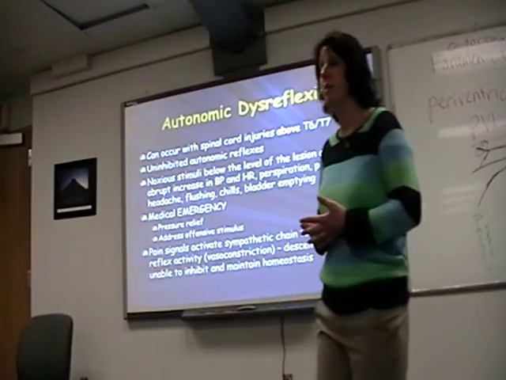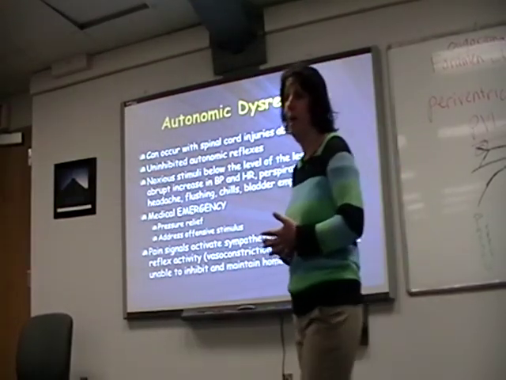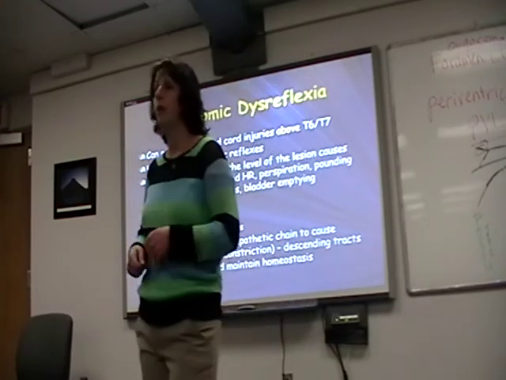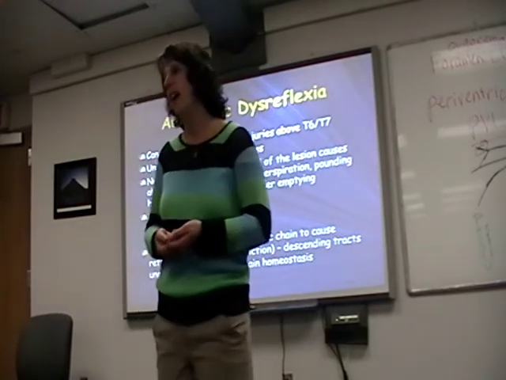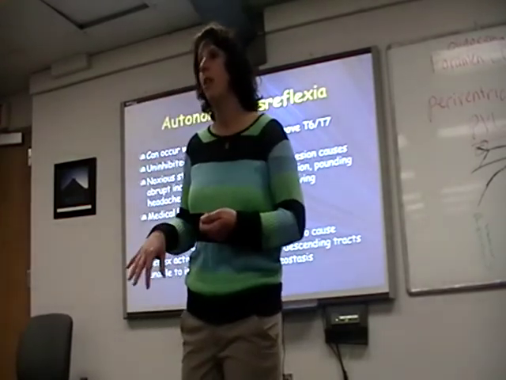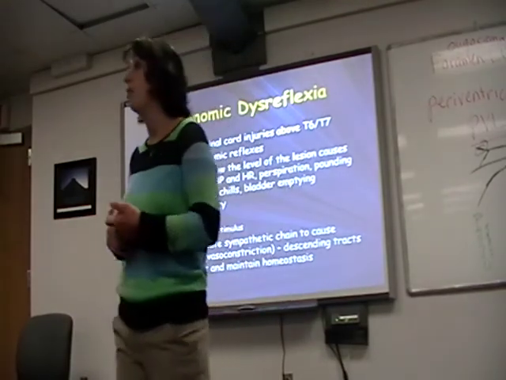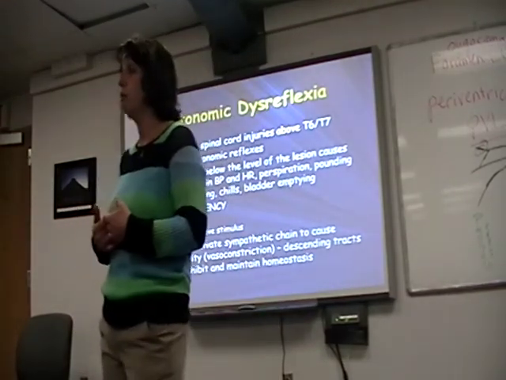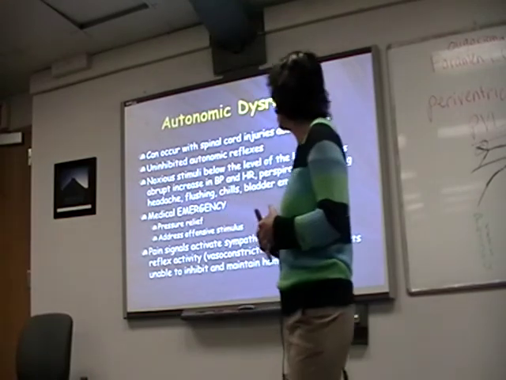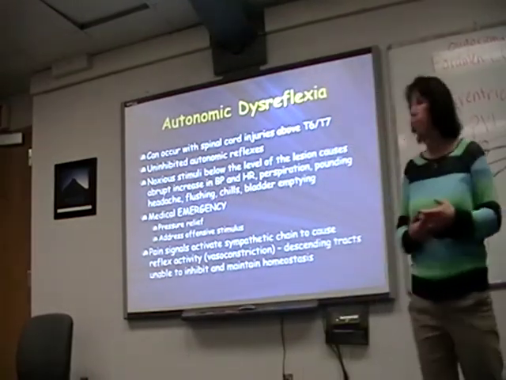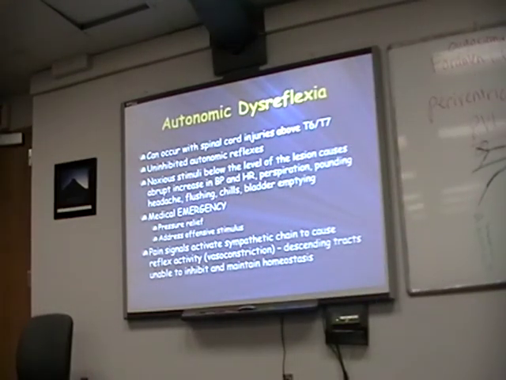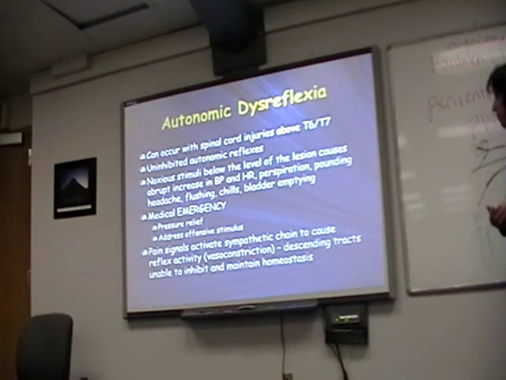It might be that something is pinching them. It could be a somatic issue, like their belt buckle, or they're sitting on their calf, or their leg is caught underneath their wheelchair and they're not feeling it. So it could be something somatic as well as visceral, but it's something below the lesion. Essentially, the pain activates the sympathetic chain to cause this vasoconstriction, and we're not able to inhibit it because we don't have those pathways.